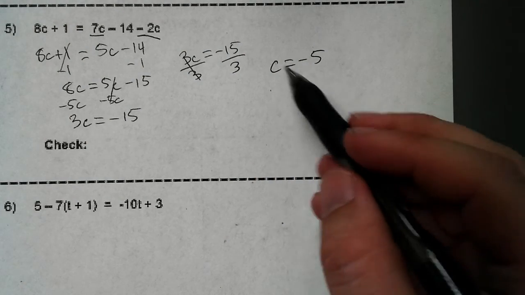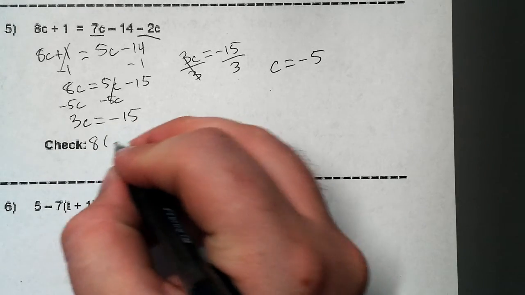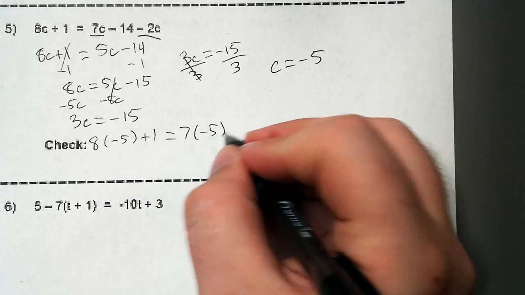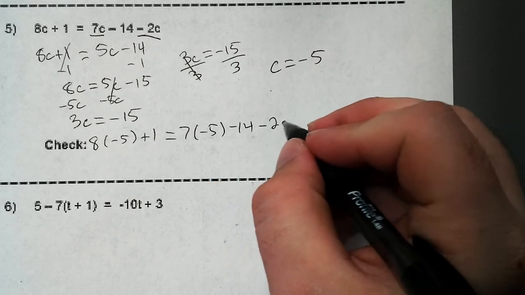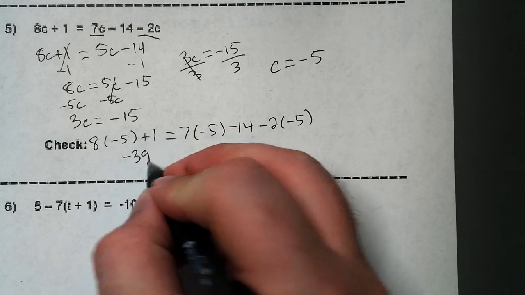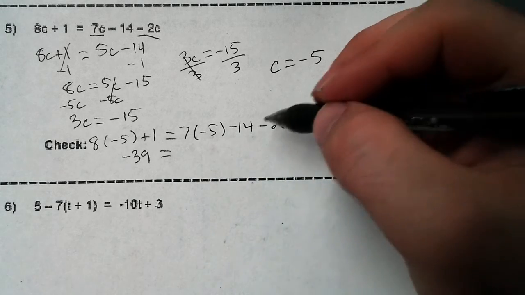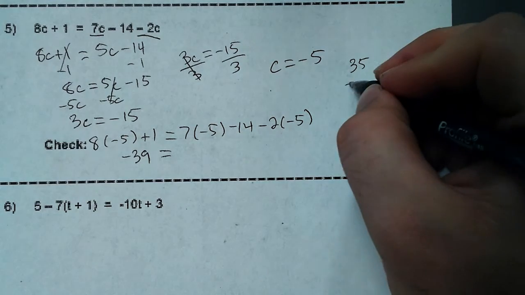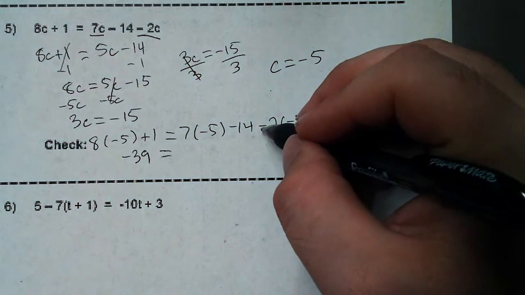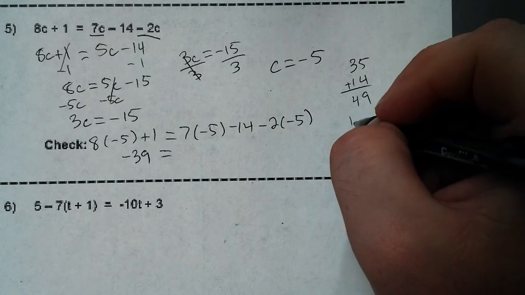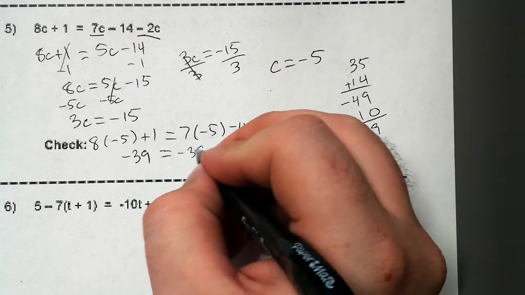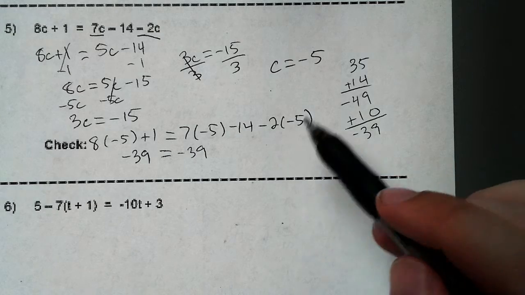Once again, always take this answer, plug it in. This gives me negative 40 plus 1, which will give me negative 39. Over here, I've got negative 35 minus 14 more, which would give me negative 49, and then minus a negative 10, which would be the same as plus 10, which will give me negative 39. If this part confused you, just take this and put it in your calculator, all right?